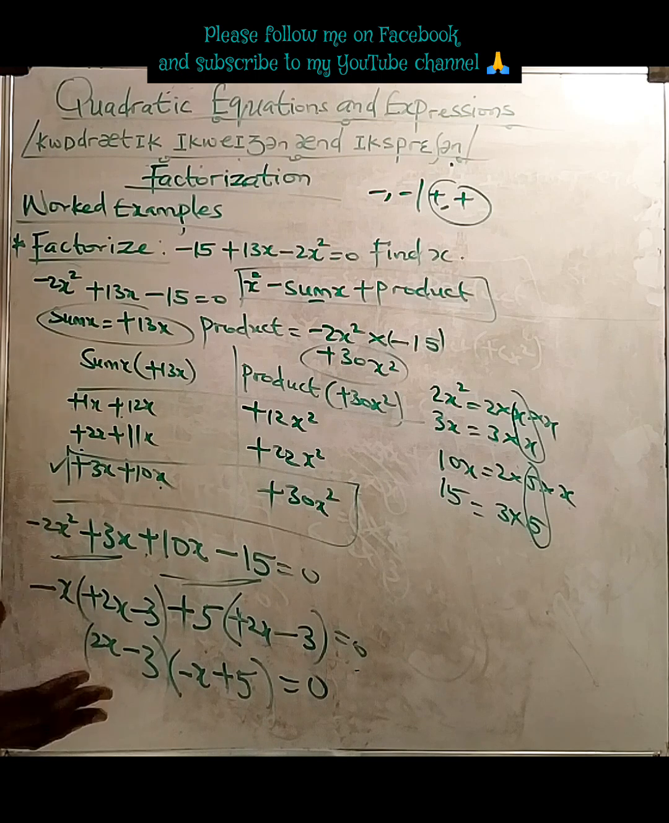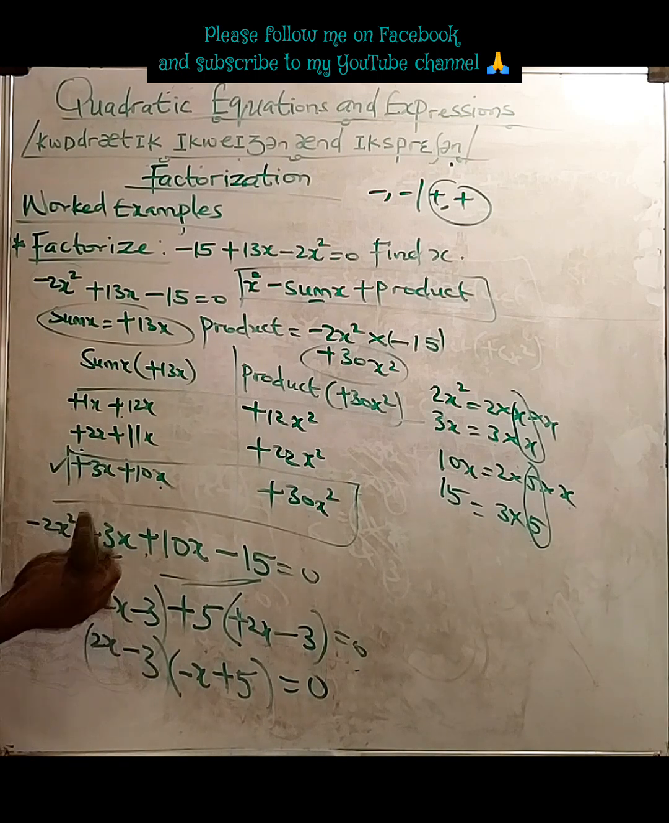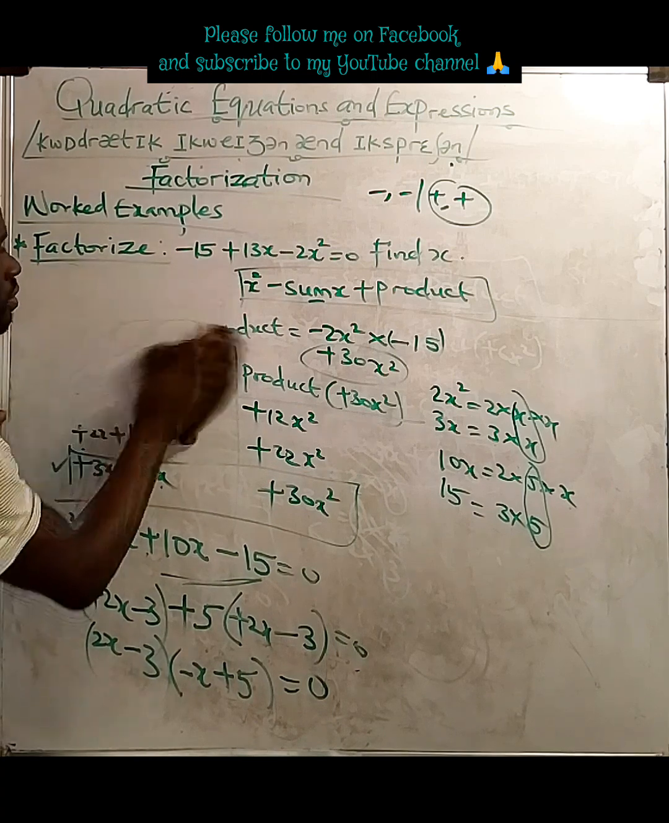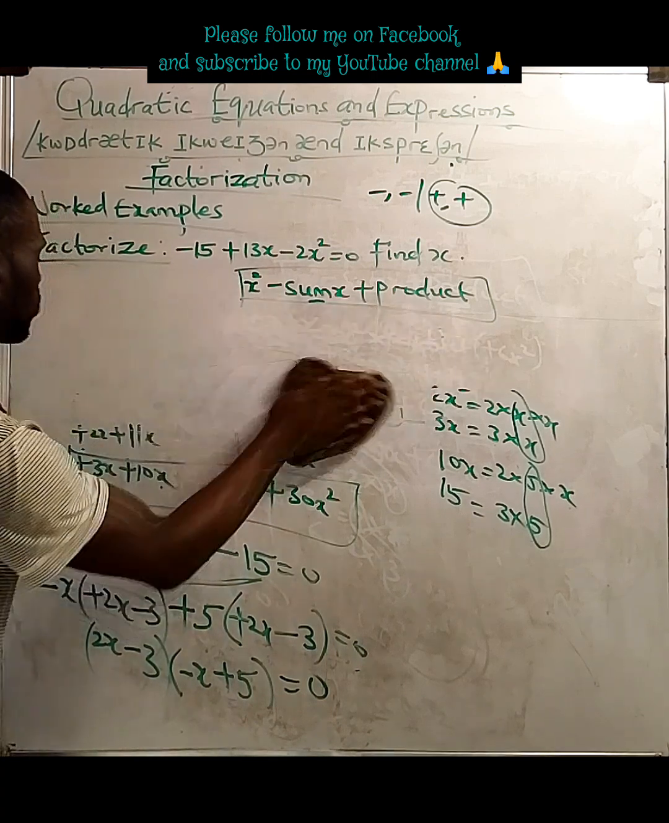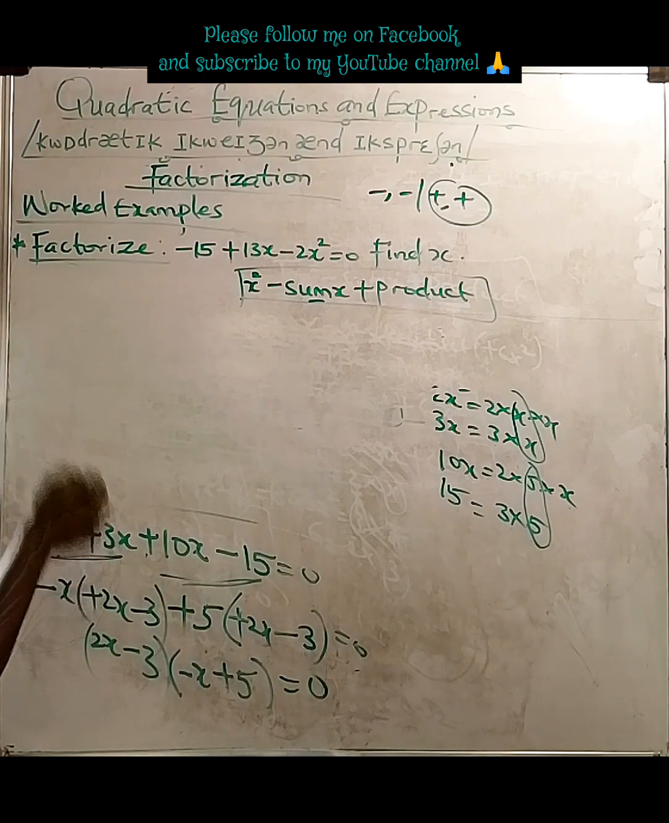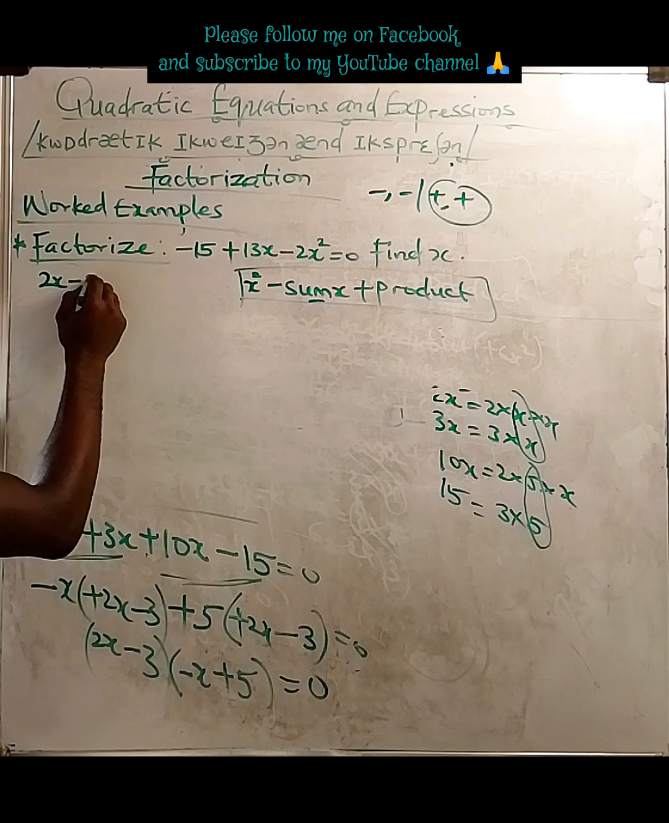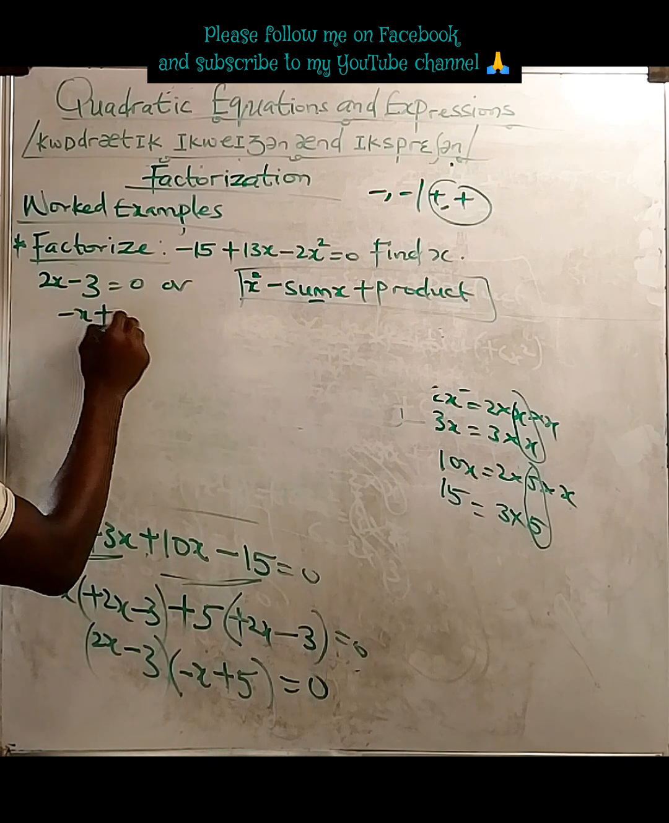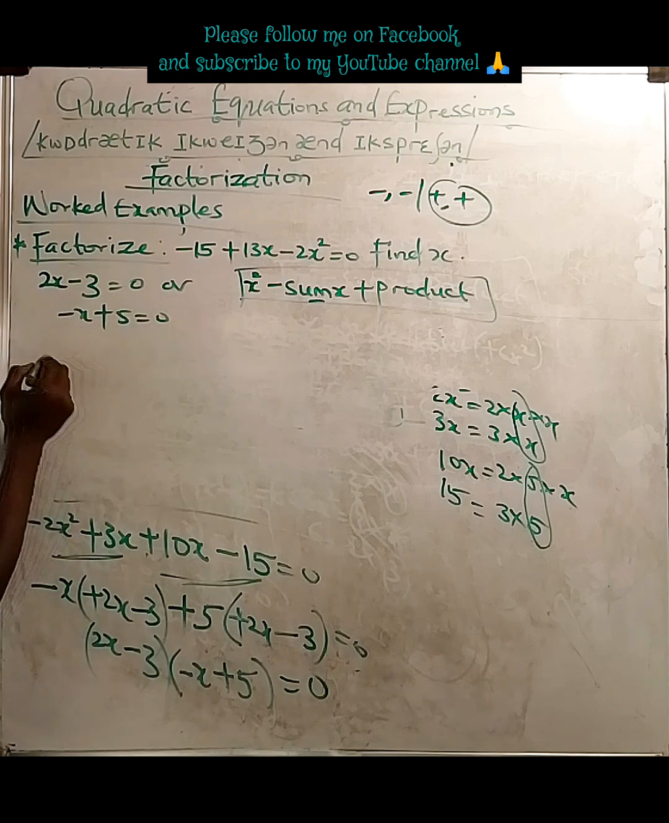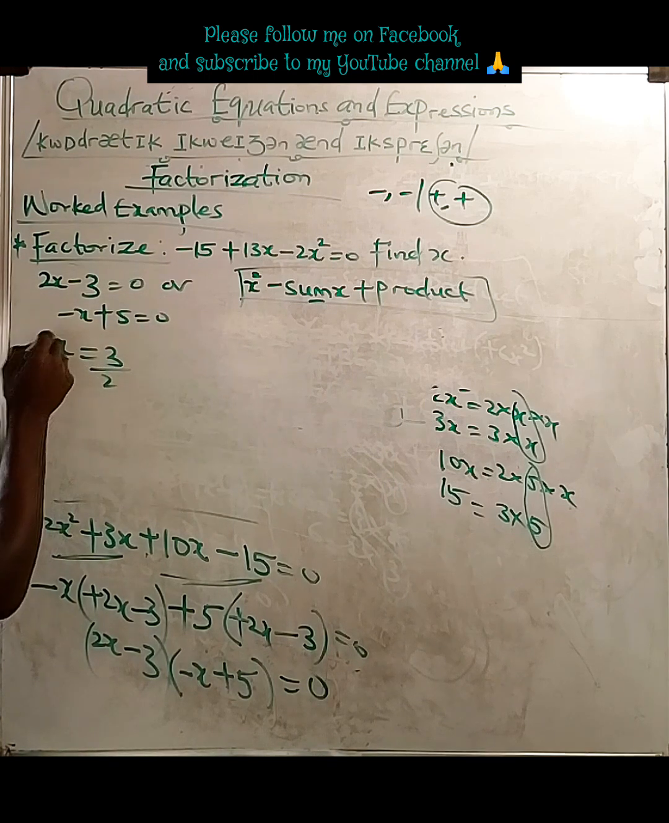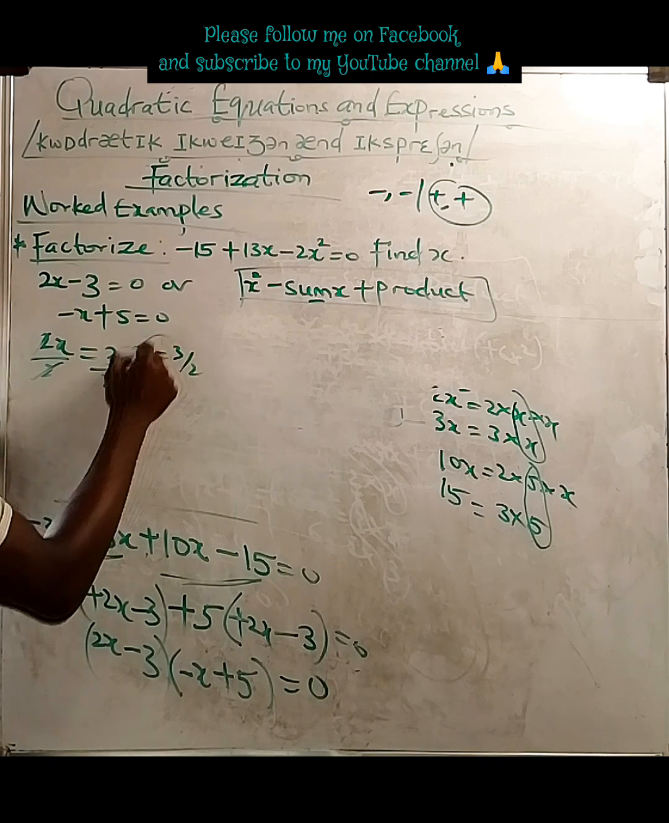So the next thing we're going to do now is to get the values of x, which we call the roots of the very equation. So let's get the values of x. Very important. So what are the values of x? Don't forget 2x minus 3 equals 0, or minus x plus 5 equals 0. So when we move this to the other side, now 2x equals 3. Divide both sides by 2. x is 3 over 2.